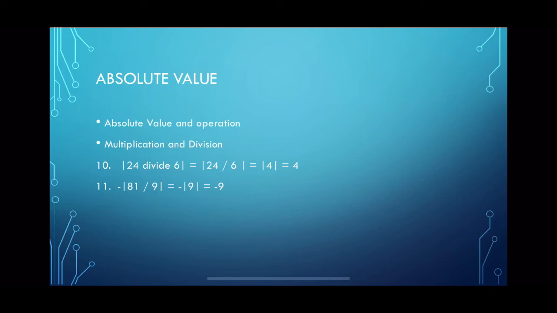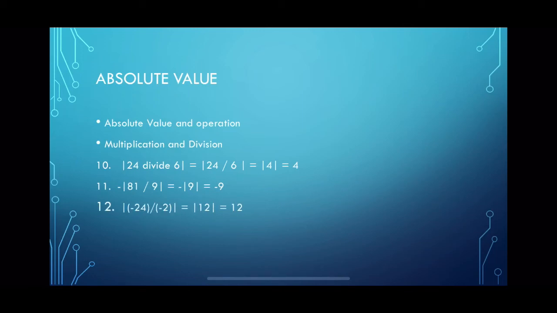So for number 11, we have negative absolute value of 81 divided by 9, which is equal to negative absolute value of 9. And then getting the absolute value of 9 is 9, but we have the negative sign outside the absolute value sign, so it will become negative 9.